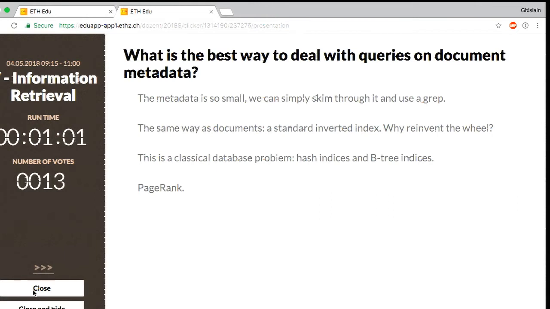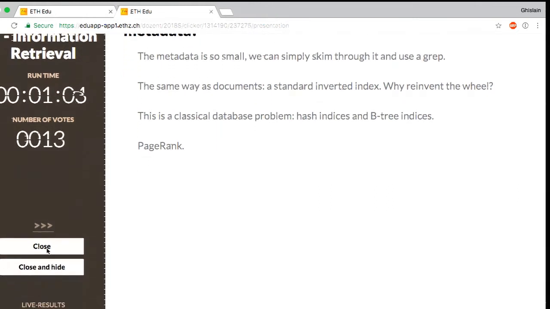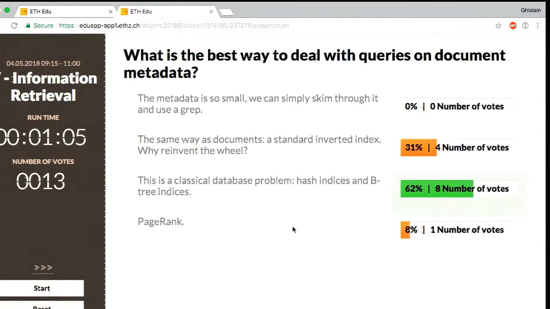Ready? Okay. So let's look at the results. Yes, you're correct. Because if you index metadata and look for a language, a price, an exact title, the author of a book, this is a classical database problem. And I actually have nothing to teach you here, because that was already covered in the information systems lectures that you had a bit earlier.